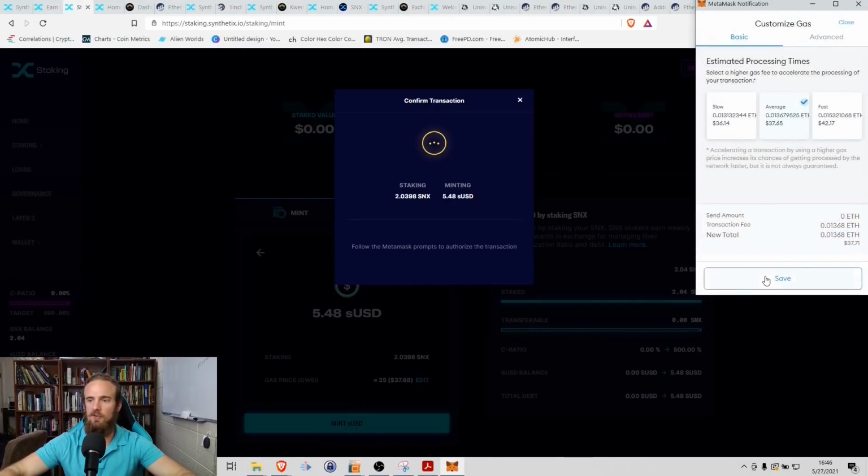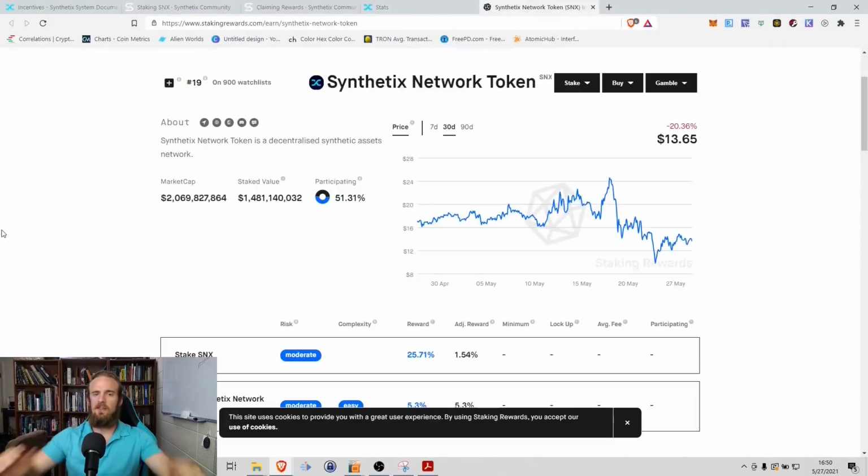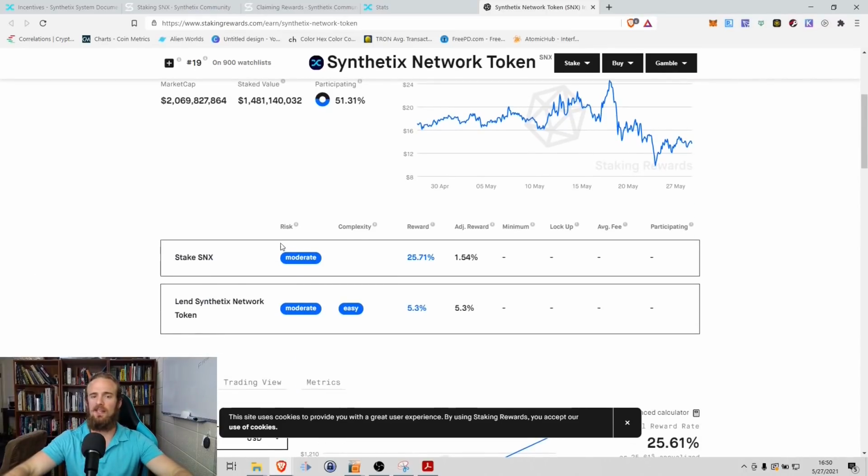Again, making sure we use that average gas fee. And then we can now see that we have 2.04 of that SNX staked. So our staked value is about $27.47. And then they do have a calculator that shows you a couple of the different rewards that you can get, different APR, different things like that. So from staking SNX, they estimate the reward at about 25.71%, whereas lending Synthetix Network tokens is at about 5.3%.